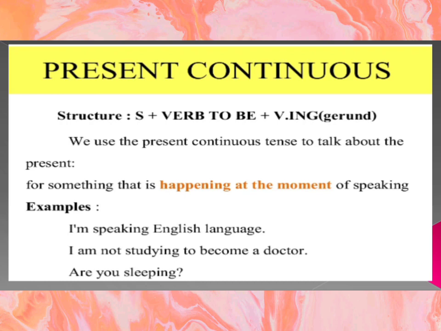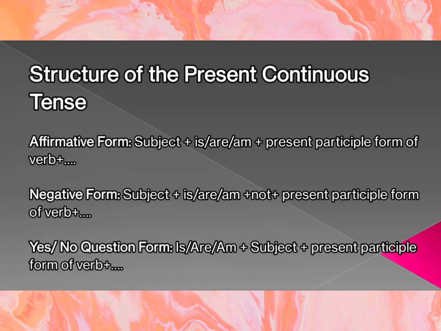First, present continuous. Structure: subject plus verb to be plus verb ing. We use the present continuous tense to talk about the present for something that is happening at the moment of speaking. Example: I am speaking English language. I am not studying to become a doctor. Are you sleeping? Let's know further structure of present continuous tense.